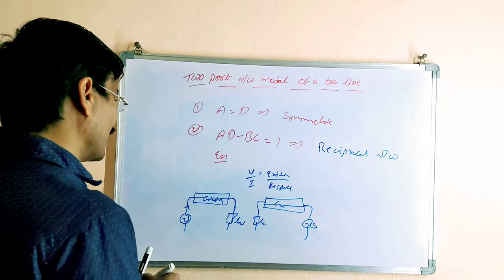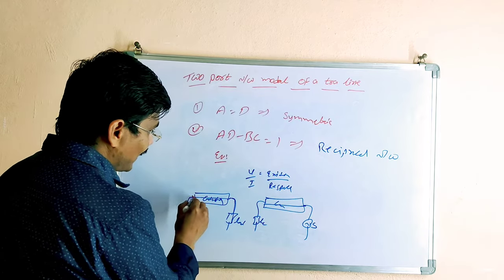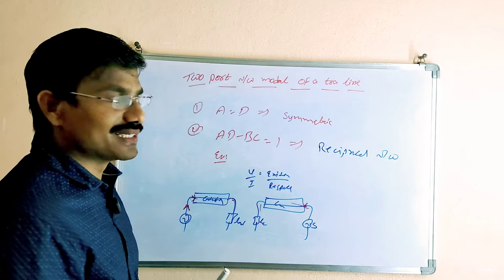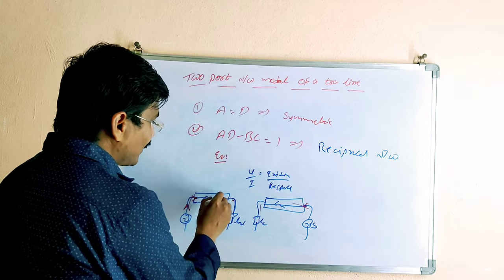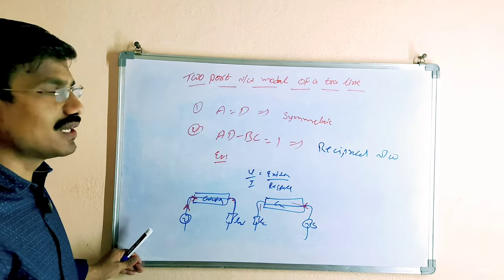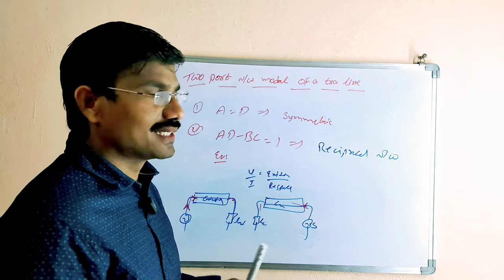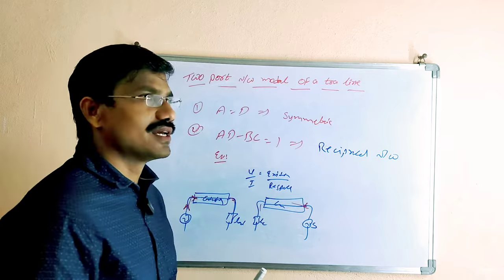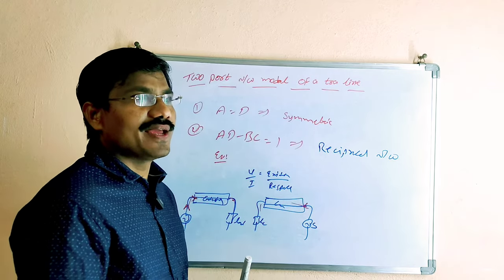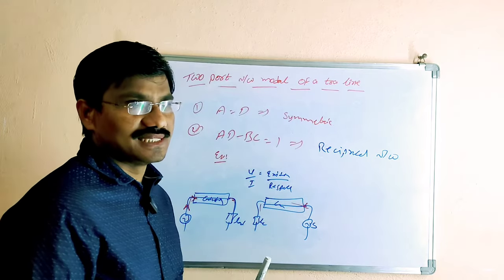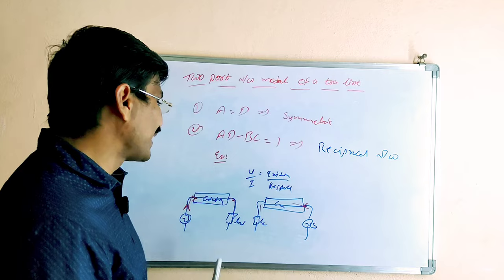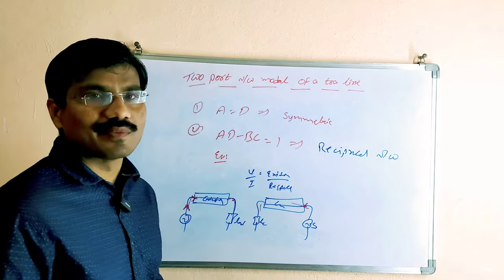Finally, the current can pass in either direction. The conductor is a bilateral element: supply is given on one side and load is taken on the other, and you can do it from both sides. All electrical networks and electrical equipment are reciprocal networks. Transmission lines are also reciprocal, but they may or may not be symmetrical networks.